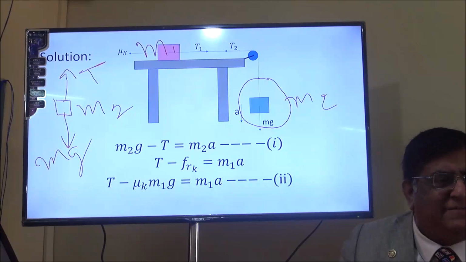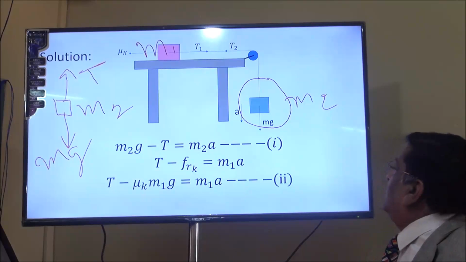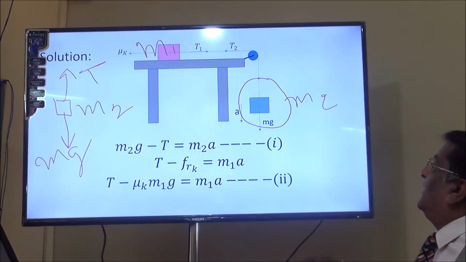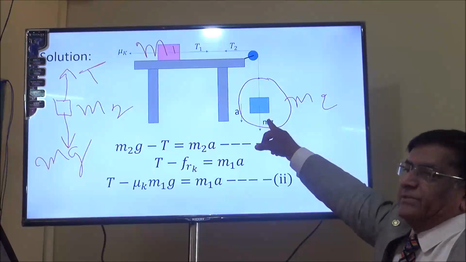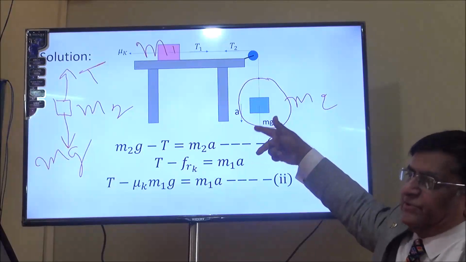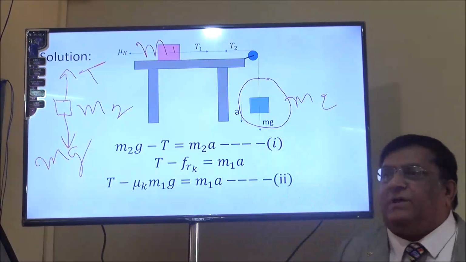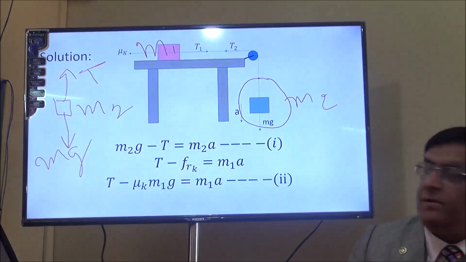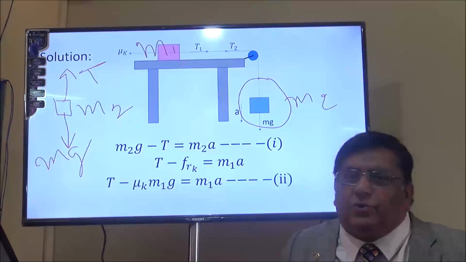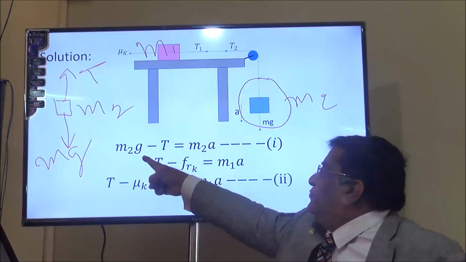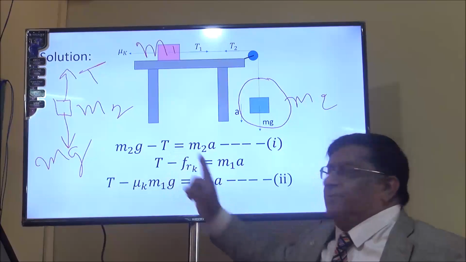Whichever is larger. In this case, the body is coming down. In this system, is the body going up or down? It is going down. If it is going down, then which is larger? M2G is larger than T. So how much is the net force? M2G minus T. This is the net force.